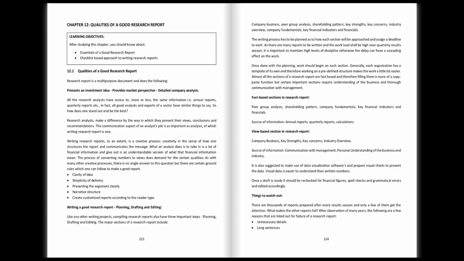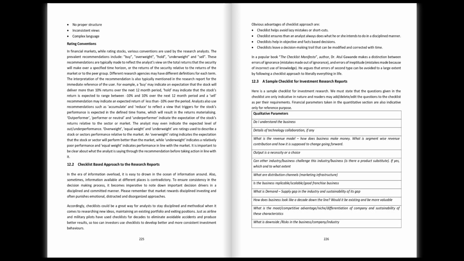Things to watch out. There are thousands of reports prepared after every results season, and only a few of them get the attention. What makes the other reports fail? After observation of many years, the following are a few reasons that are listed out for failure of a research report. Unnecessary details. Long sentences. No proper structure. Inconsistent views. Complex language.